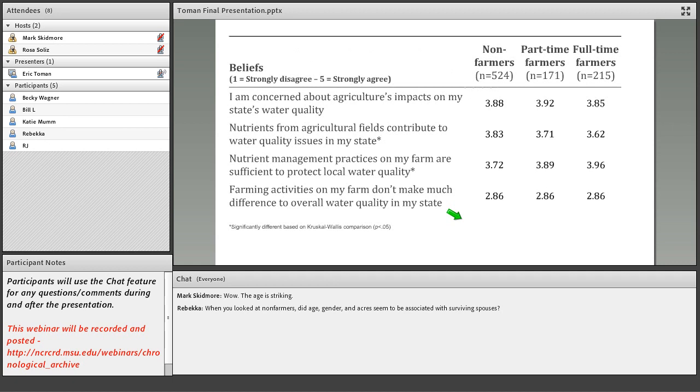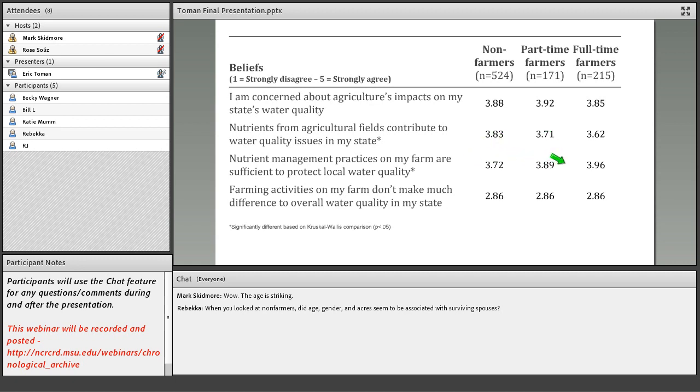All right, with beliefs, I think that some of the main things to point out here, there were pretty consistent beliefs on some of these items. So the idea about being concerned about agricultural impacts on water quality at the state level was pretty consistent across these groups. There was some differentiation, though, on a couple of items here. So non-farmers were more likely to indicate that nutrients from ag fields contribute to water quality issues, again, within their own state. Although this is still a majority agreeing, or on the positive side of agreement here.